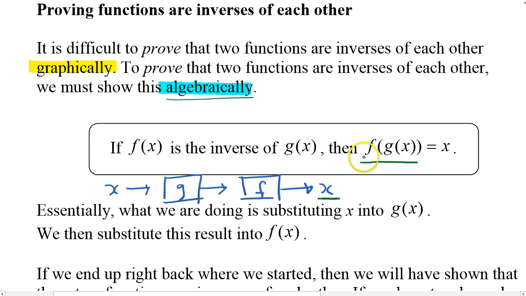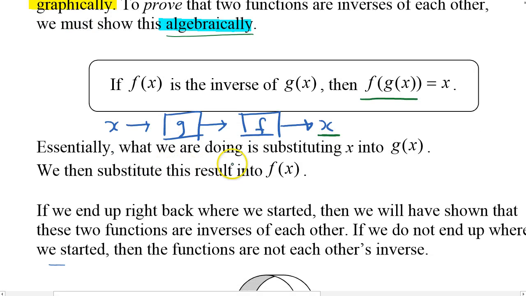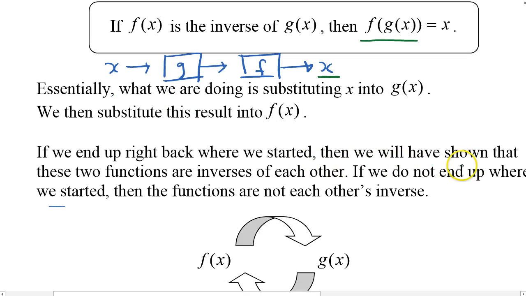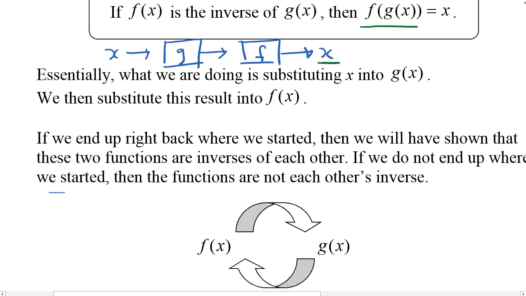So if f of g of x is equal to x, if when we plug it in and it's gone through both of them and x comes out again, then we know that they're inverses. Whatever g did, f undid it. And that's what the inverse is. That's the idea of it. So essentially what we're doing is substituting x into g of x, then we substitute this result into f of x. If we end up right back where we started, then we'll show that these two functions are inverses.